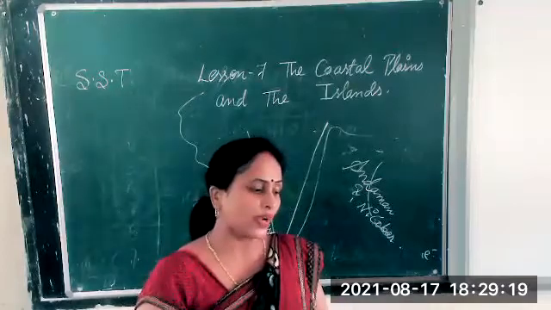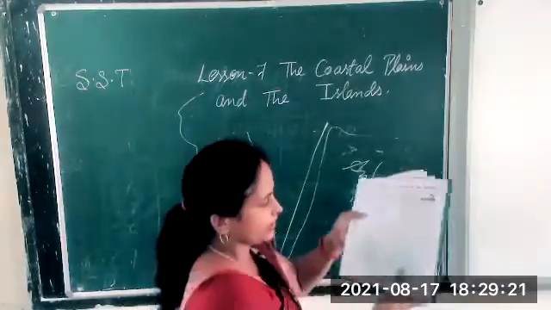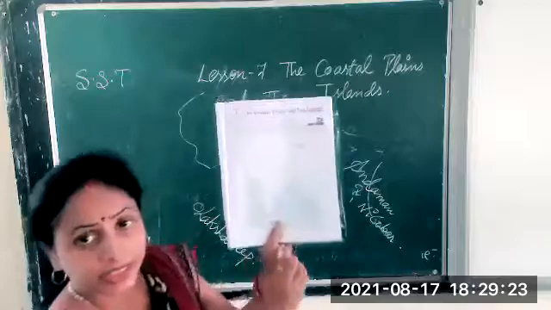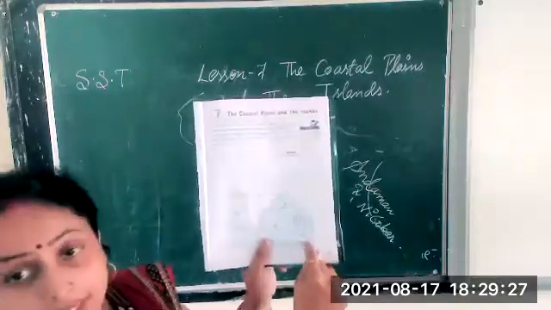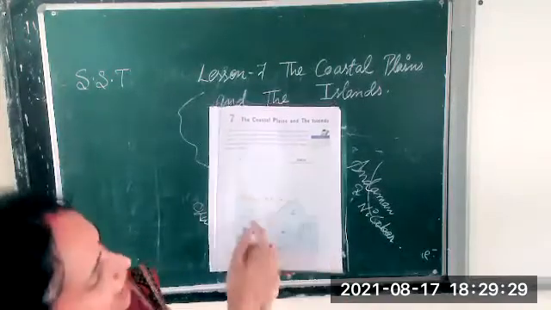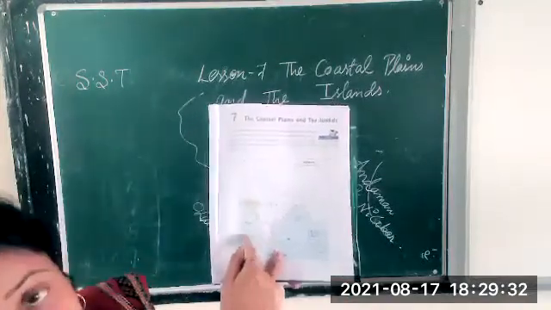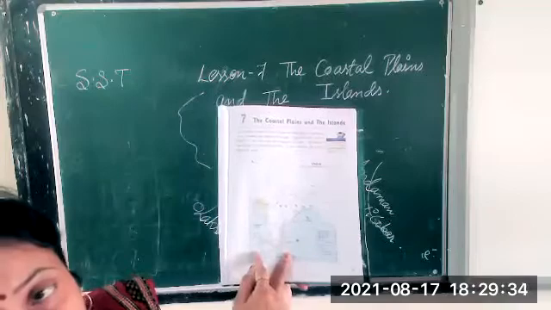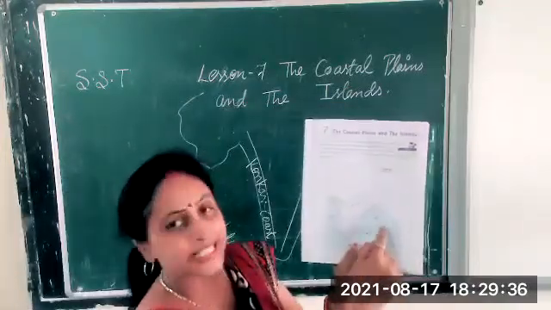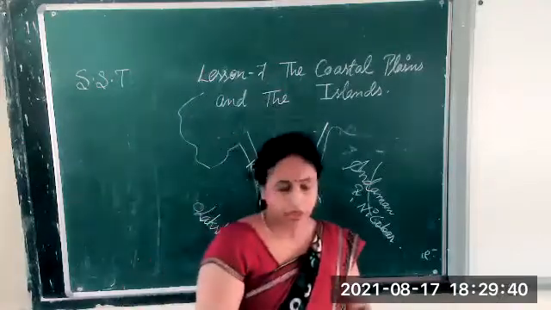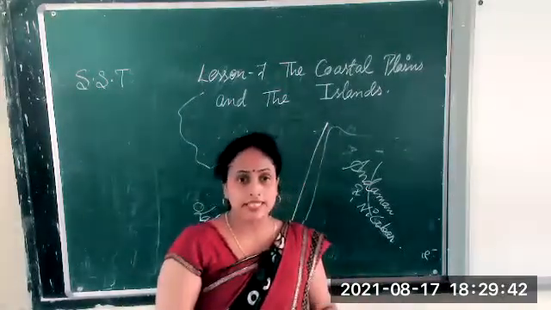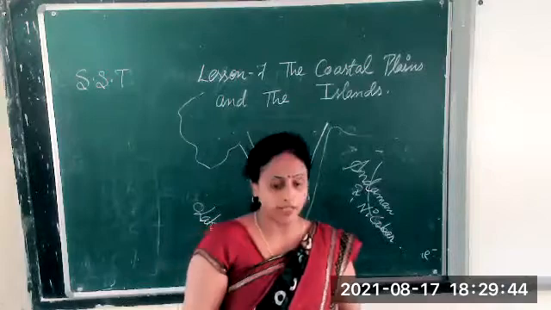You will understand where the Andaman and Nicobar Islands are. You see, this is a map here. And here, Andaman and Nicobar Islands, here it is. And this side, when you see, are the Lakshadweep Islands. So first we will discuss the Andaman and Nicobar Islands. Okay?